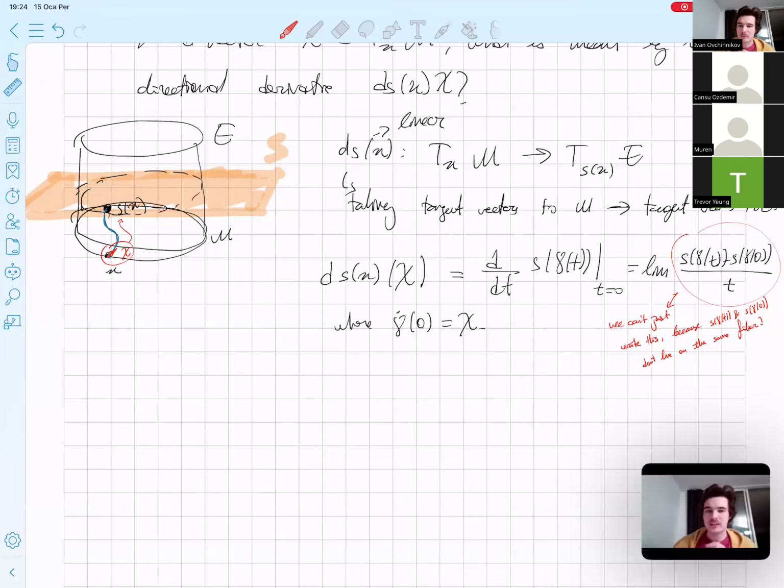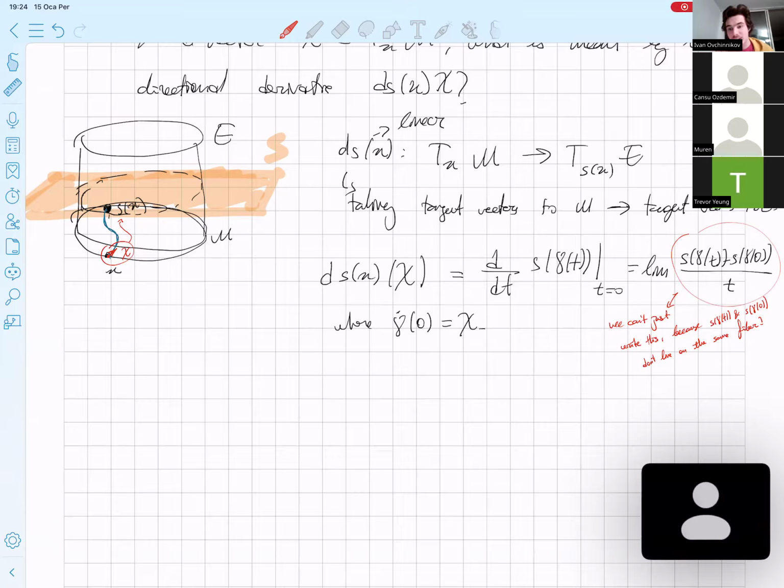The question is, suppose I just wanted to write down this expression that's circled in red. Here I have S of gamma of t, and then what do I do to it? You subtract S of gamma of t from S of gamma of 0. But does this statement make sense always?